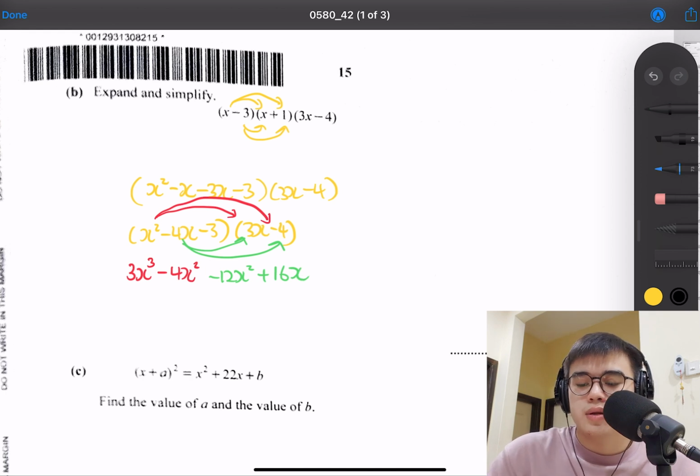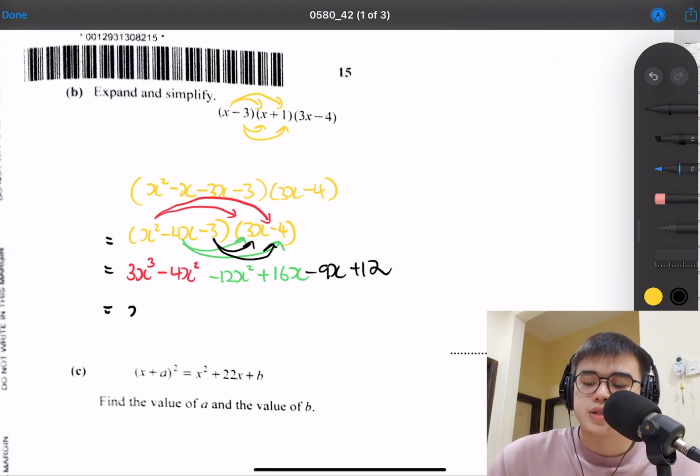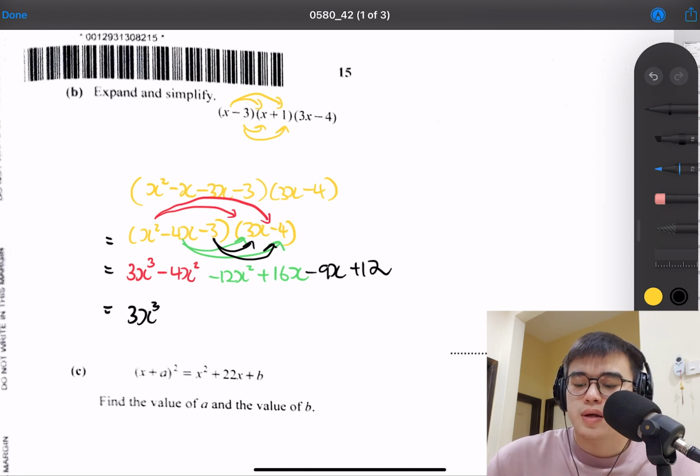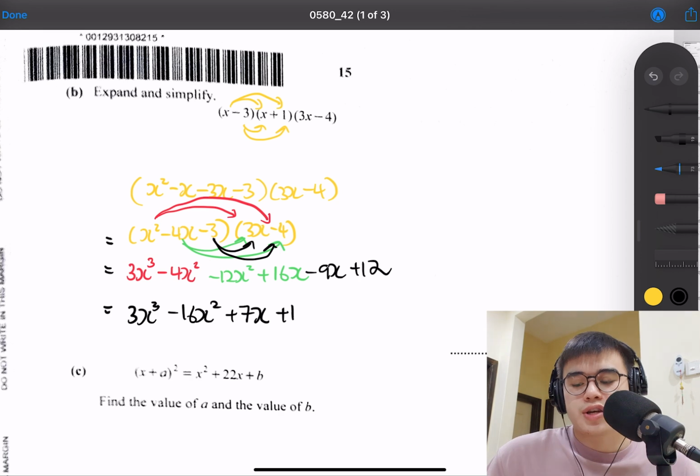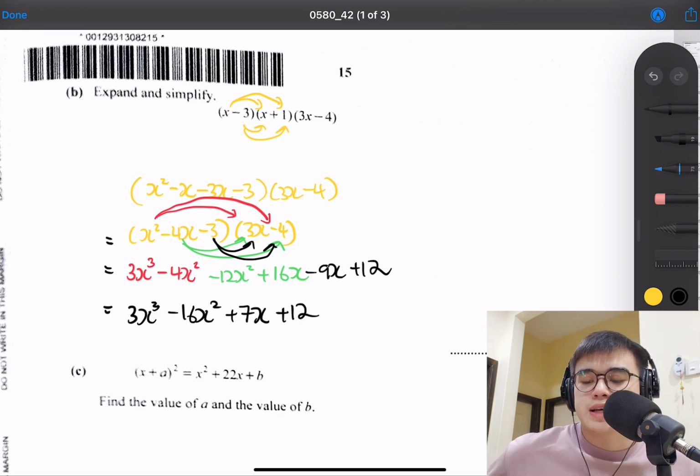negative 12x squared plus 16x. And the last one, negative 3 multiplied with 3x. So you get negative 9x plus 12. So your final answer will look something like this. So 3x cubed minus 16x squared plus 7x plus 12 will be your final answer.